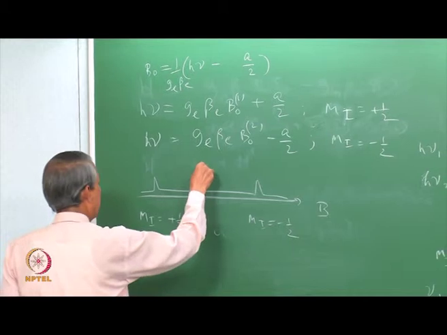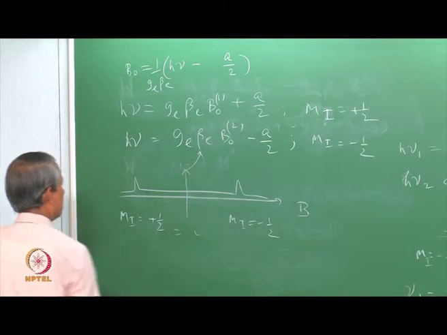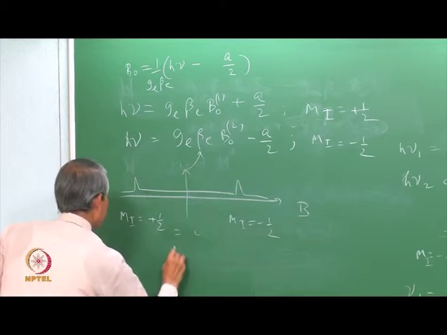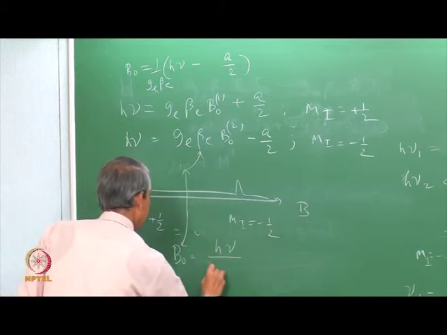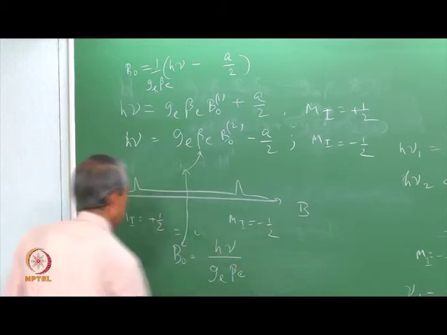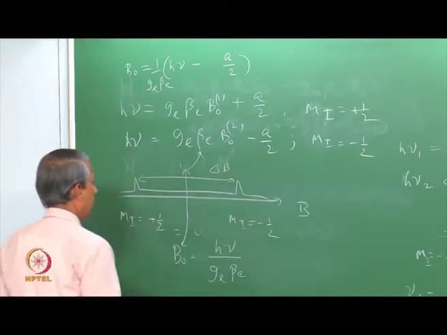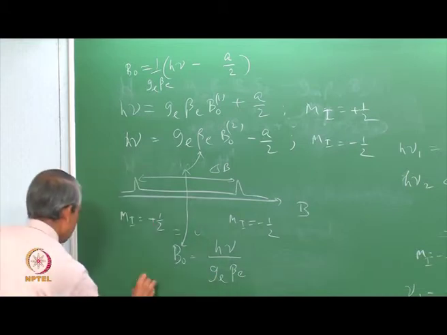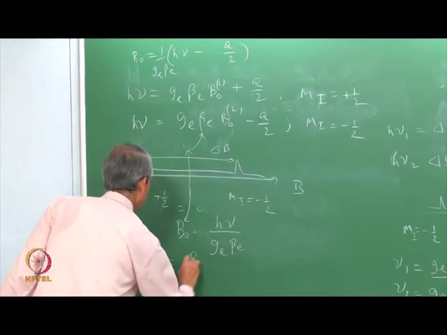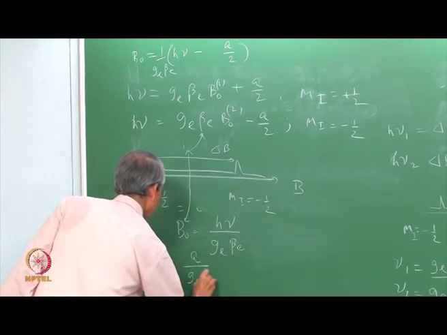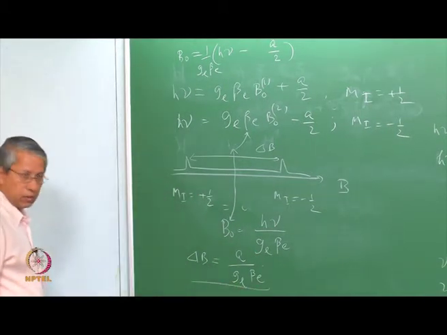And again the exact center of the magnetic field will correspond to this one, which is given by this is the B0, then it will be, and the gap here delta B will correspond to. So, we call this the hyperfine splitting constants.